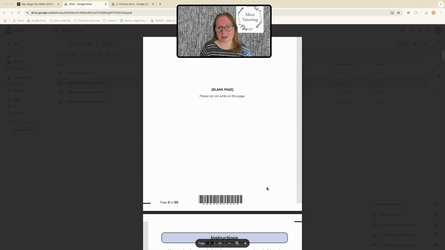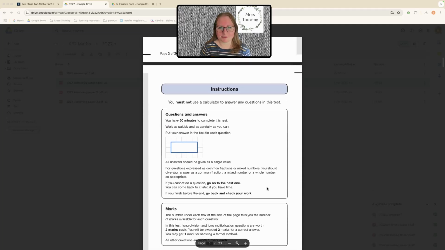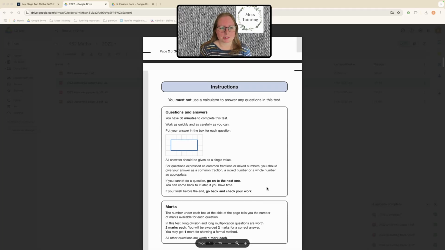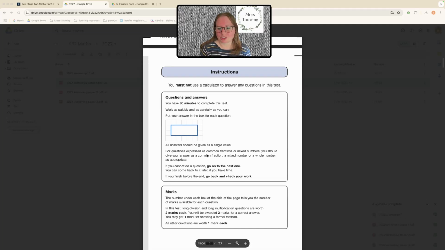This one has a random blank page there. Then it gives some instructions on how to complete the paper. You can't use a calculator to answer any questions in this test. You have 30 minutes to complete it. If you're not entitled to any extra time, then you'll just have 30 minutes. Work as quickly and as carefully as you can. Put your answer in the box for each question. You'll have a blue box here, so just make sure the answer does actually go into that box. When I've been tutoring, some people just haven't done that, so make sure the answer goes in to make sure it's taken.